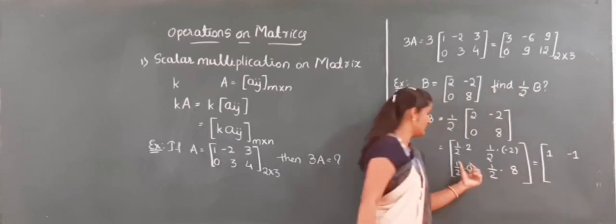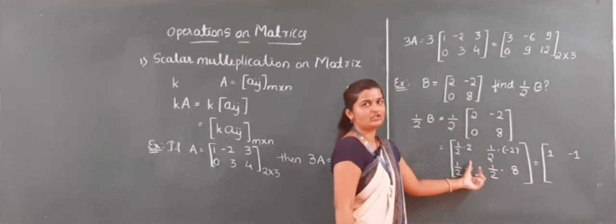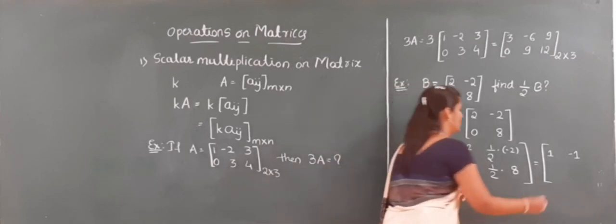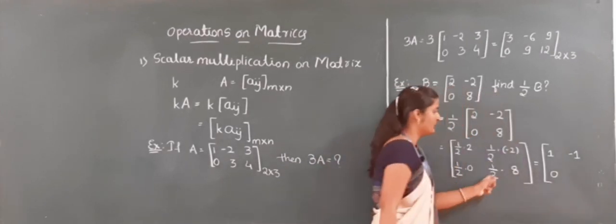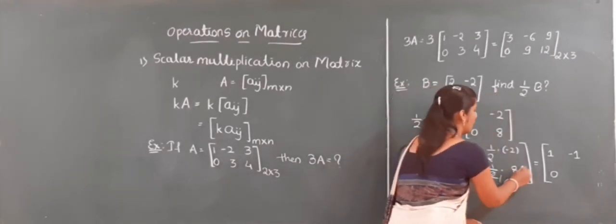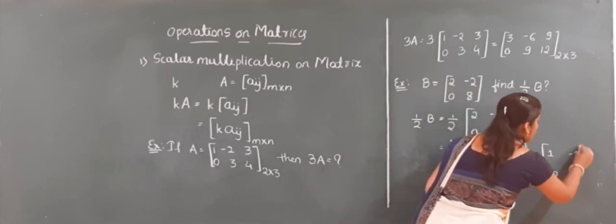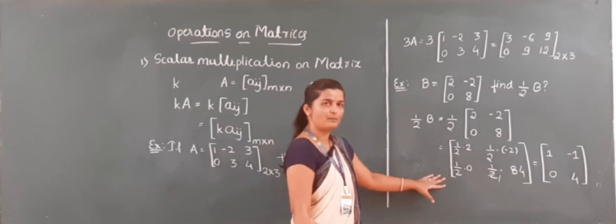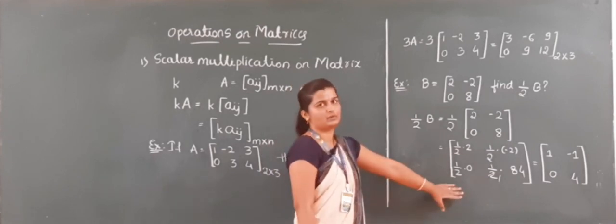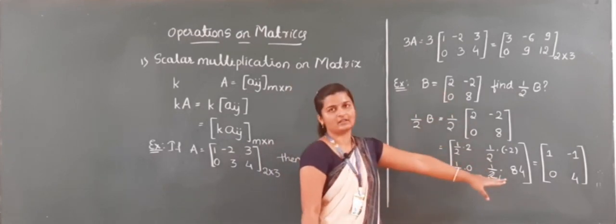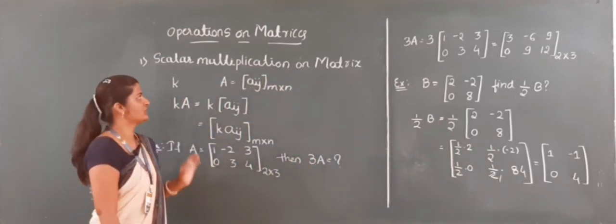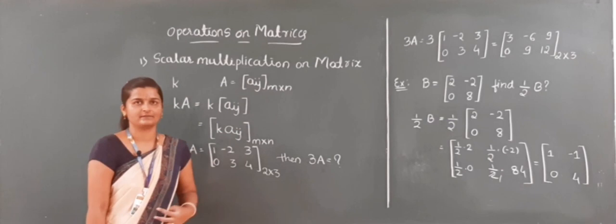And here 1/2 into 0, that is 0 by 2, and 0 by 2 is 0. And 1/2 into 8, 2 fours are 8, the answer is 4. This is our 1/2 B, and the order of the matrix is again 2 by 2. Here also 2 by 2, the answer is also 2 by 2. This is known as scalar multiplication on a matrix.